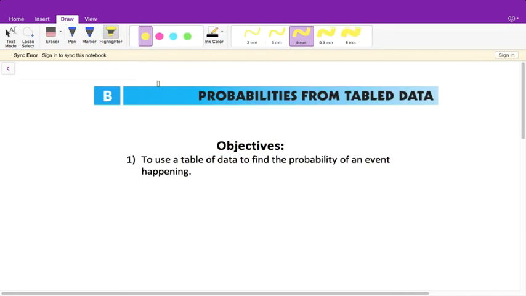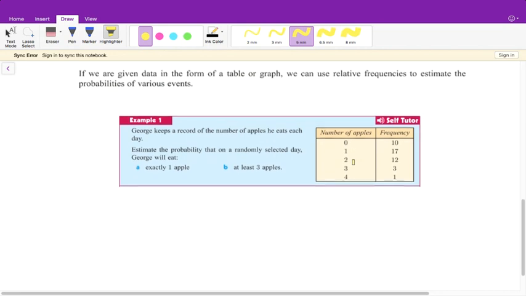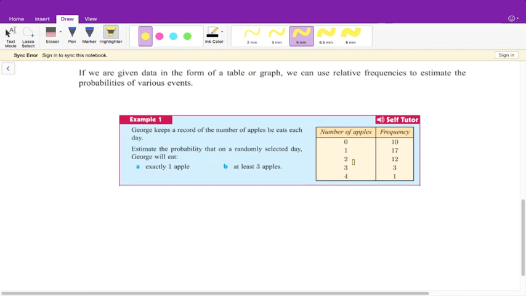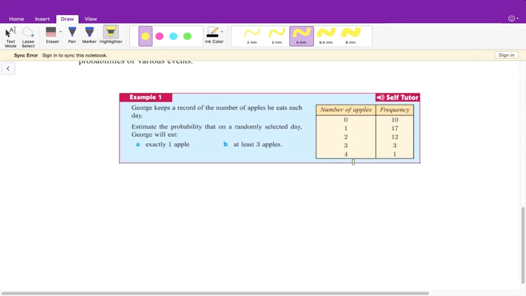All right, for section B, this is going to be very quick. All it is is probabilities from table data. So we only have one objective, which is to use the table of data to find the probability of an event happening. I'm going to give you all this data. You need to be able to read and interpret what that data is saying. That's the only objective for this portion of the video. So this is the only question we're going to do. If we're given the data in the form of a table or graph, we can use relative frequencies to estimate the probabilities of various events.